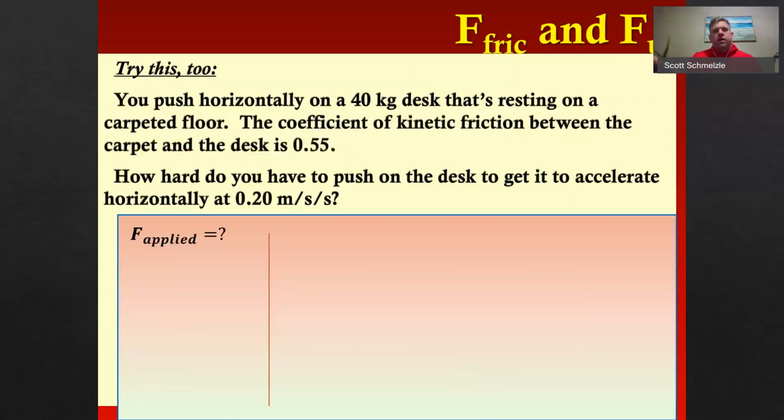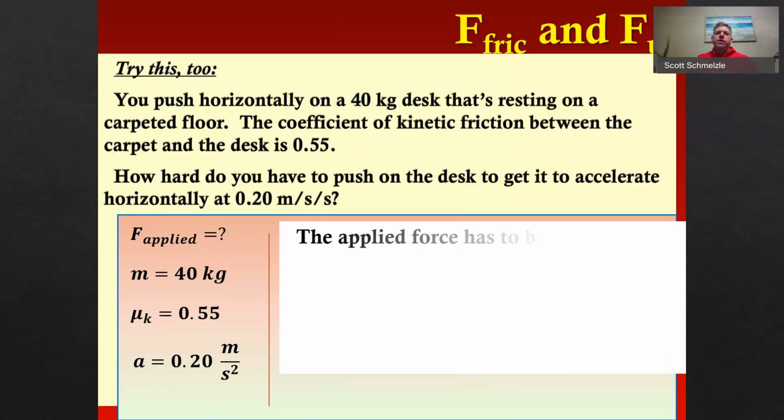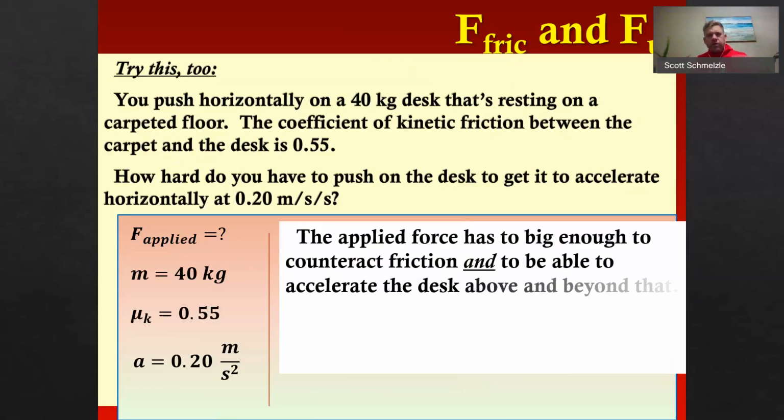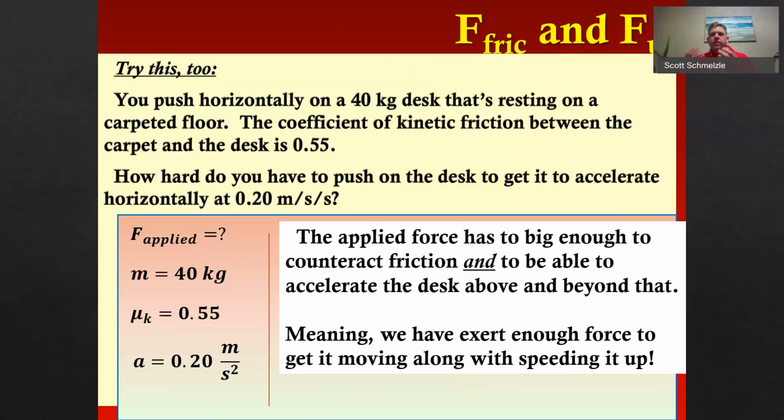Okay? So here's what we see. We've got the mass of 40, a coefficient of kinetic friction of 0.55, and an acceleration of 0.2. All right. So here's the big picture piece of all this, right? The applied force has to be big enough to counteract friction and accelerate the desk. So we have to first get this thing to move.